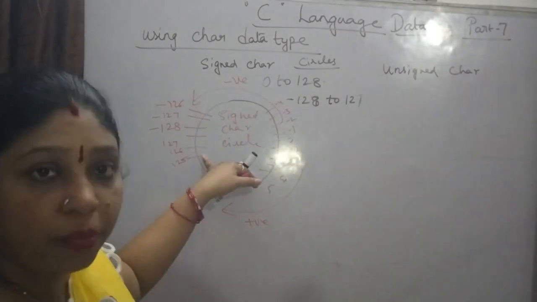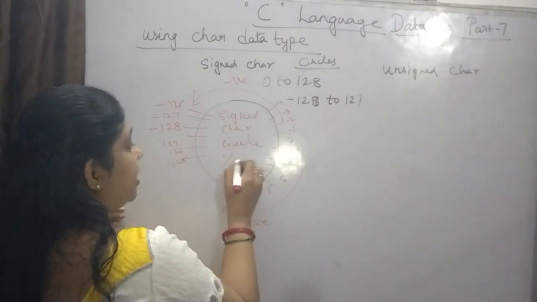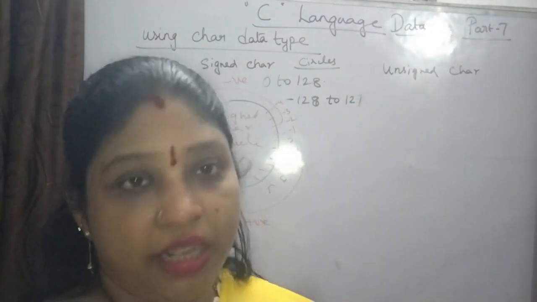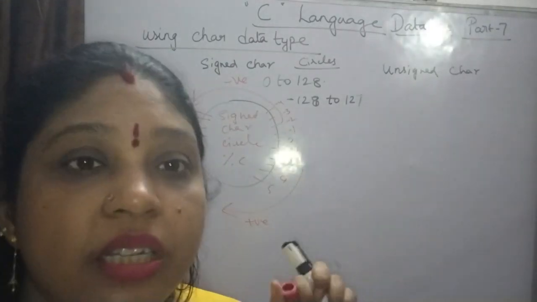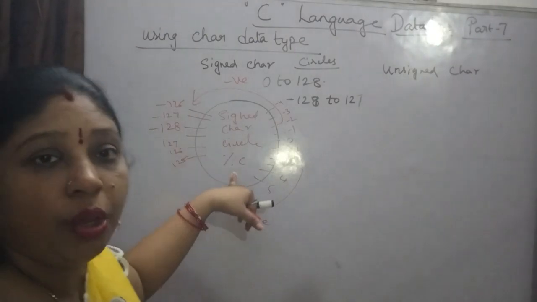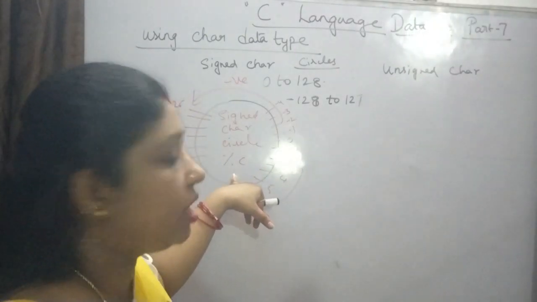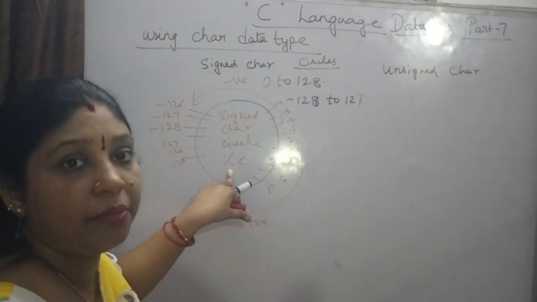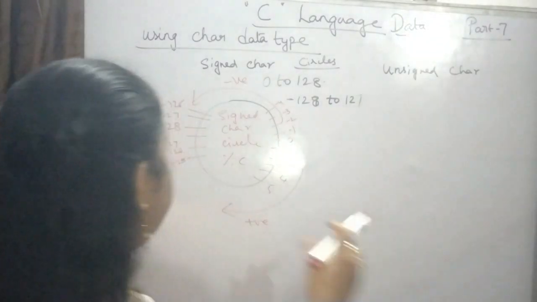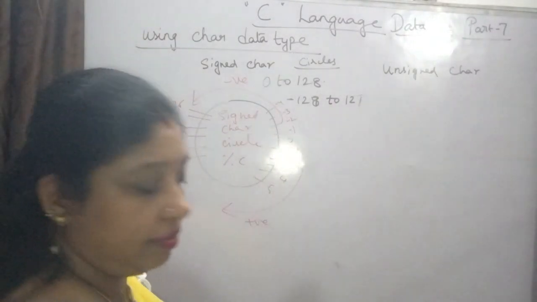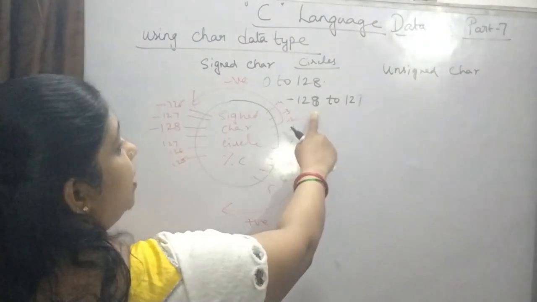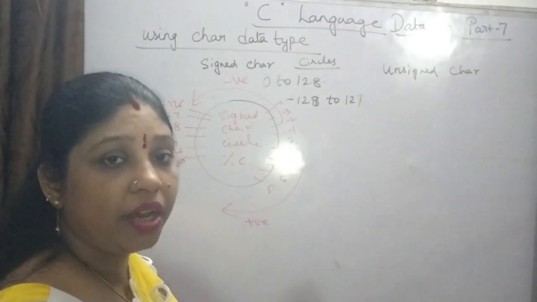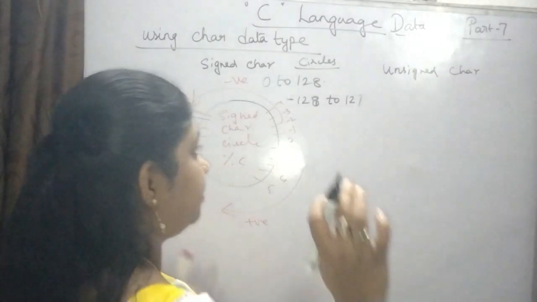Now the format specifier for this is %c. The properties of that we have discussed in our earlier classes, in data type part 6. If you want to check it out, you can check data type part 6 regarding these format specifiers. I'm discussing character only. Now this is the signed char circle, and the range of values is minus 128 to 127.